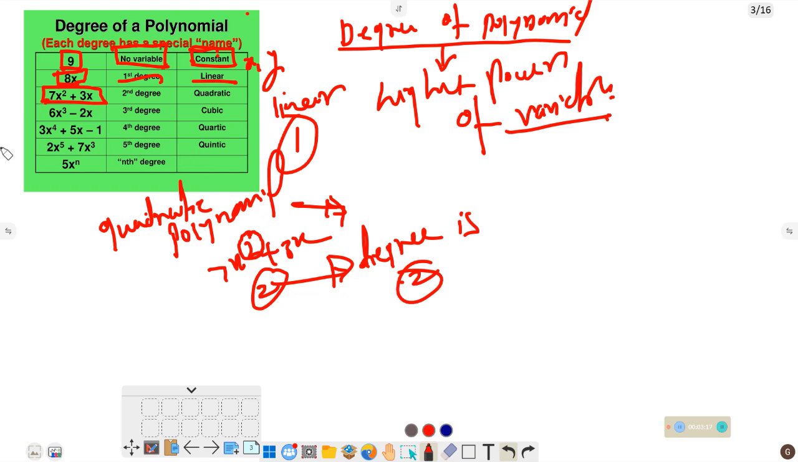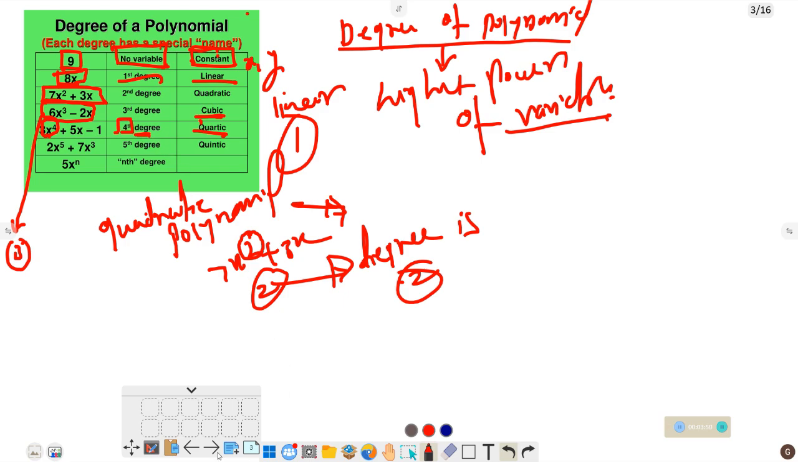Okay. There is a cubic polynomial. This is an example of a cubic polynomial: 6x cube minus 2x, and its degree is 3. And this is a quartic polynomial, and its degree is 4 because the highest power of this variable is 4, so that's why its degree is 4.